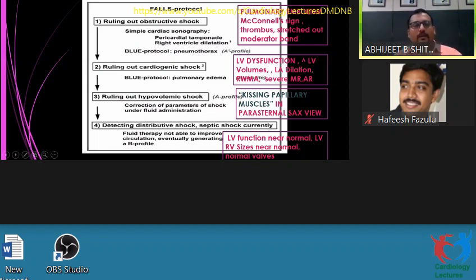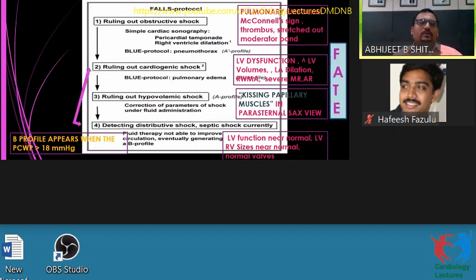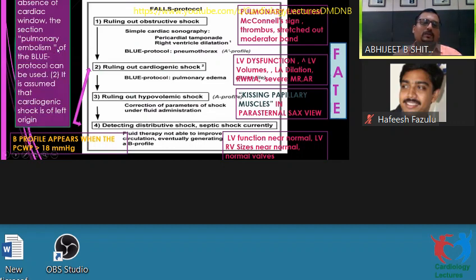B profile starts appearing in the lung fields when the PCWP is more than 18 mm of Hg. So it is a combination of the FATE as well as the BLUE protocol, which completes a pulse protocol. In absence of a cardiac window, the pulmonary embolism section of the BLUE protocol can be used for diagnosis, and it is assumed that cardiogenic shock is of left-sided origin. For the pulse protocol, we assume that the cardiogenic shock is usually from the left side.